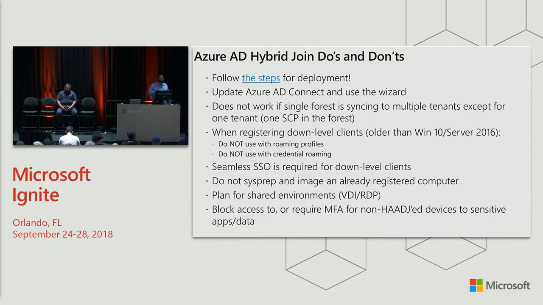So keep in mind, this will only work for one of those tenants. You've got a single forest on-prem. The problem is you can only have one of the service connection points, SCPs, in Active Directory. It's in the config partition, and only one of them can point to one of the Azure Active Directory tenants. So today, it'll only work in one of those tenants.